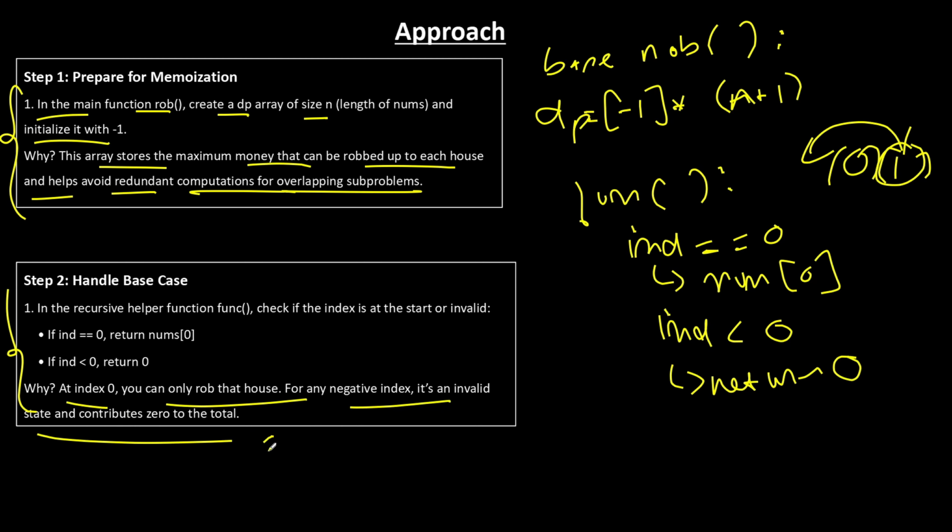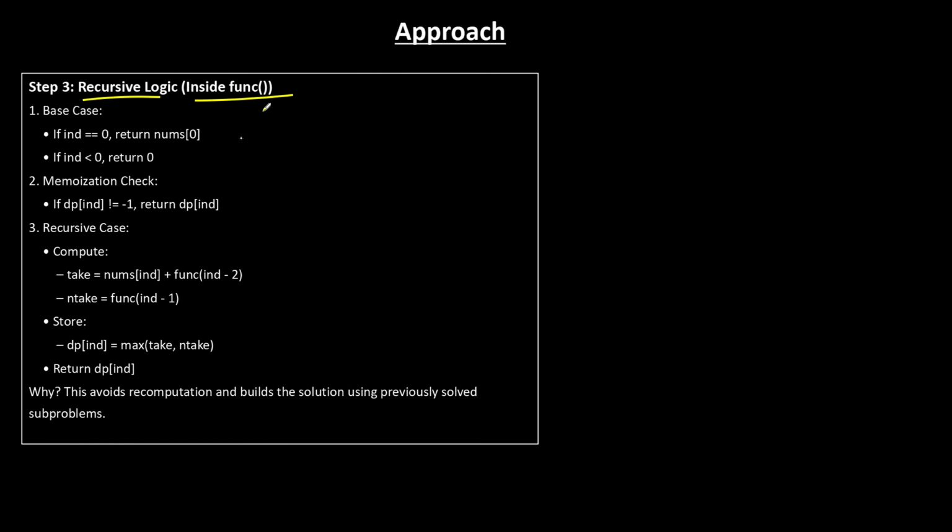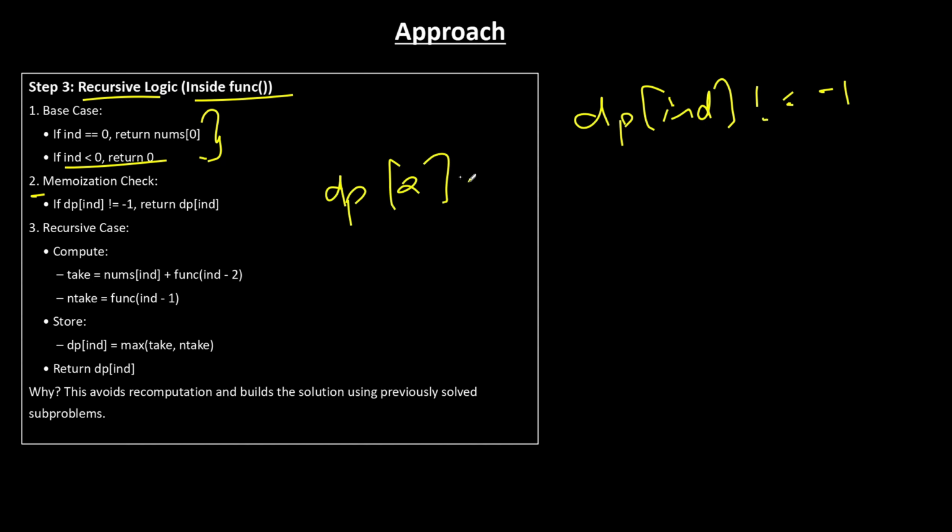Okay, in step 3, it is the main recursive call, and we already talked about the base cases. Now there comes the memoization, right? In memoization, we will just check if dp of index is not equal to minus 1, which means that if dp of 2 is not equal to minus 1, for index 2 we have already calculated the sum up till that particular index, you could say. Okay, and after that we will have the take case.